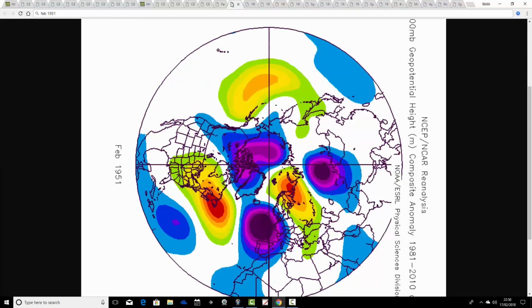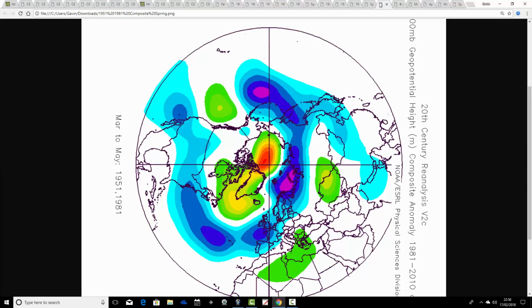And 1951 is interesting and useful as an analogue because it was a year that was cropping up a lot in our winter updates. The winter of 1950-1951 was a winter that was right at the very, very top end, really, of the analogues that we were looking at for our winter updates.